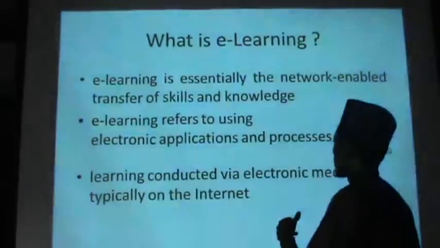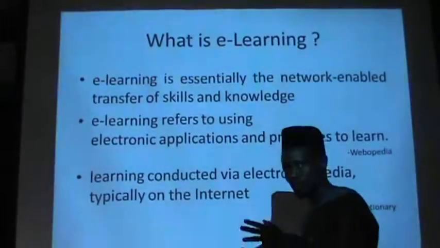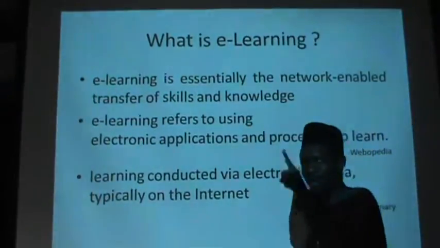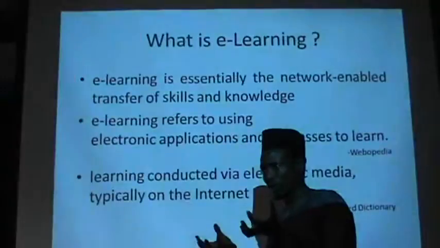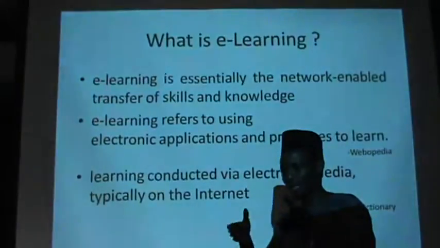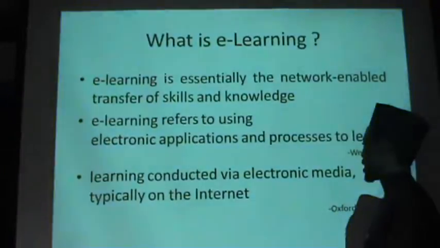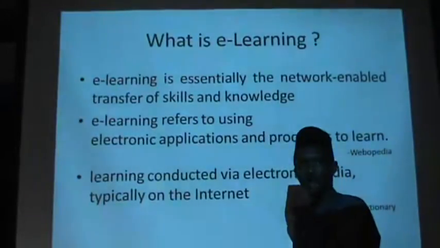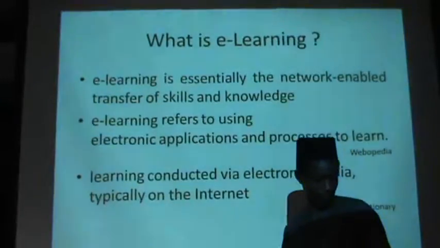Then they also define it as using electronic applications and processes to learn. So from here we can understand that there is a strong link between digital content and e-learning. If you want e-learning to take place, you must convert the content into digital format. Then lastly, the Oxford Dictionary defines e-learning as learning conducted via electronic media, typically on the internet. So for you to have e-learning content, you must convert your content into digital format.